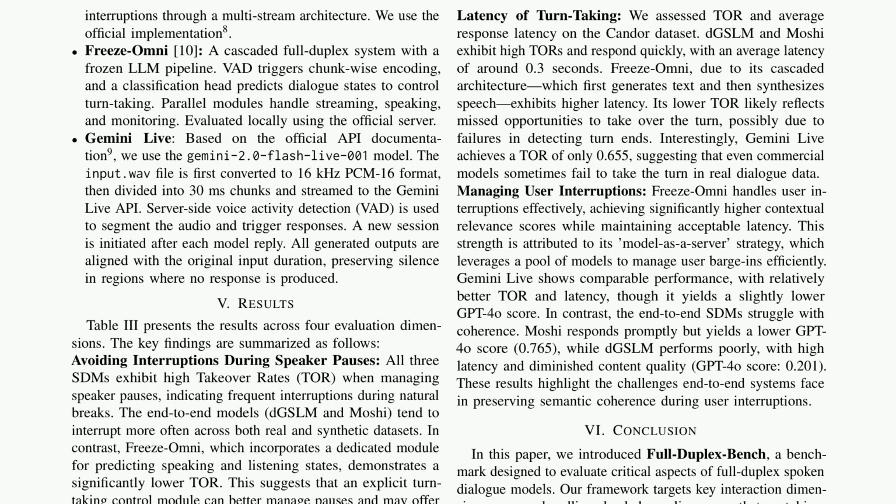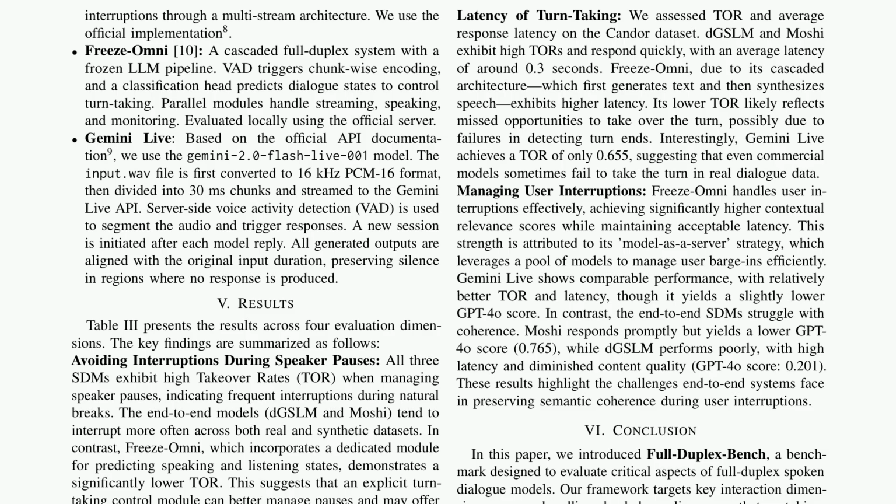Latency of turn-taking. We assess takeover rate and average response latency on the Candor dataset. DGSLM and Moshi exhibit high takeover rates and respond quickly, with an average latency of around 0.3 seconds. Freeze-Omni, due to its cascaded architecture, which first generates text and then synthesizes speech, exhibits higher latency. Its lower takeover rate likely reflects missed opportunities to take over the turn, possibly due to failures in detecting turn ends. Interestingly, Gemini Live achieves a takeover rate of only 0.655, suggesting that even commercial models sometimes fail to take the turn in real dialogue data.